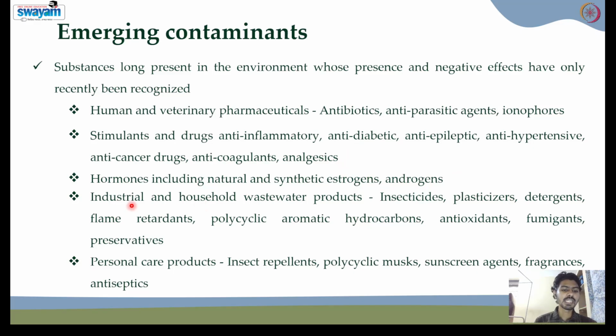In industrial and household wastewater, there are insecticides, plasticizers, detergents that we use normally for household purposes, flame retardants, polycyclic aromatic hydrocarbons, antioxidants, fumigants, and preservatives. These are some of the industrial as well as household wastewater products that now emerge as emerging pollutants. In personal care products, insect repellents, polycyclic musk, sunscreen agents, fragrances, and antiseptics are also now emerging contaminants.